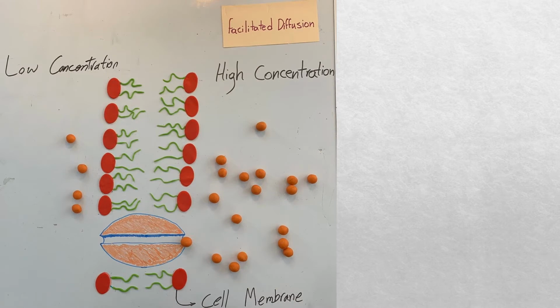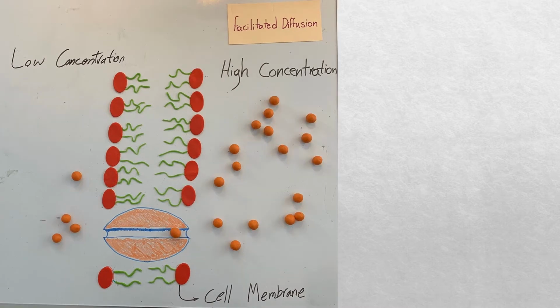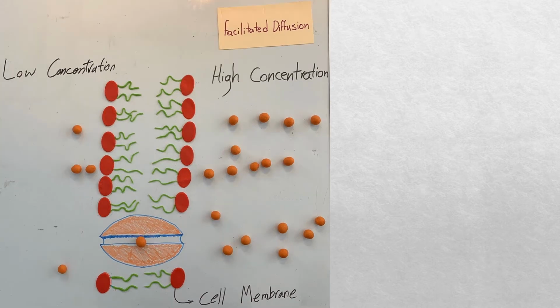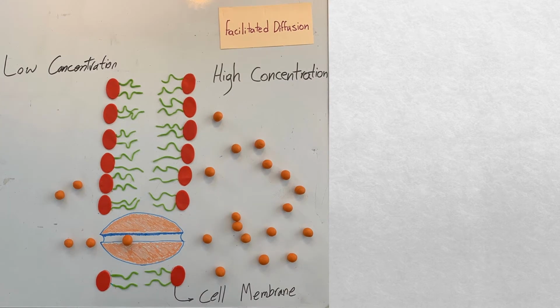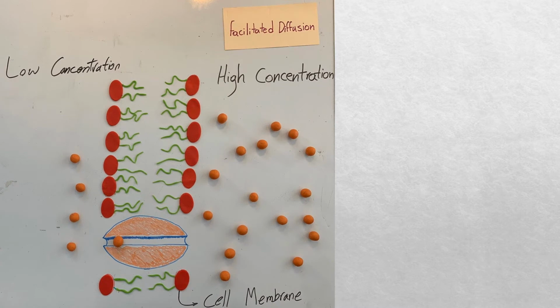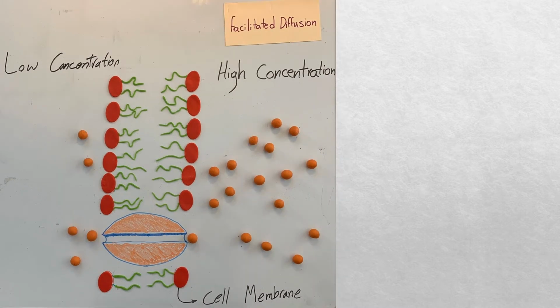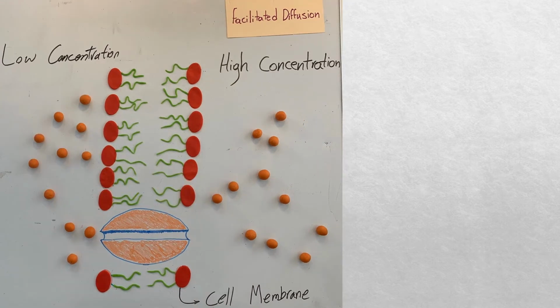Let's take a look at the channel protein. These proteins provide channels for the passage of molecules that the membrane is impermeable to. Channel proteins are mainly involved in the transfer of water-soluble polar molecules, such as ions like sodium and potassium. Molecules still move with the concentration gradient.